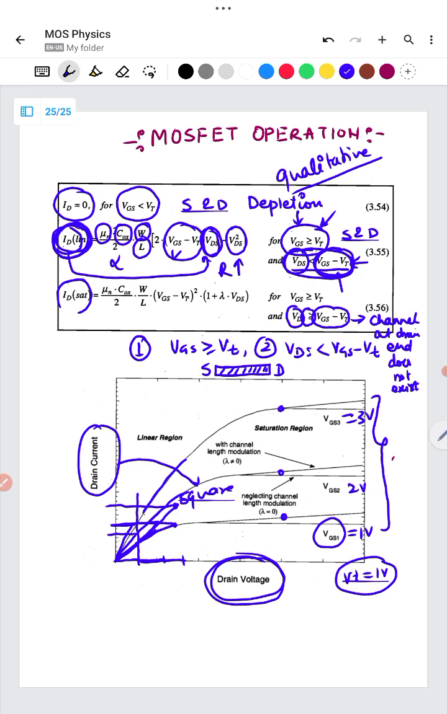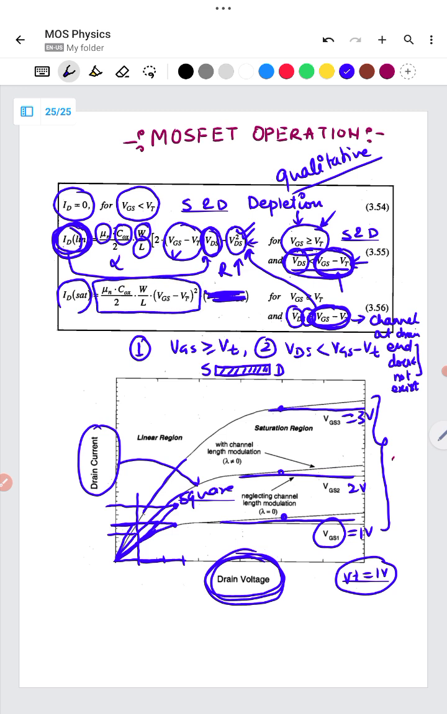So the channel at drain end does not exist, and the current becomes saturated. You can see the current becomes saturated. If the current becomes saturated, that means the current is independent of the drain voltage. So we need to remove the VDS from this equation. How to remove? Because this happens at VDS equal to VGS minus VT, so put the value VDS equal to VGS minus VT in this equation. As soon as you put this, you will get this equation. So this equation is for the ID sat.